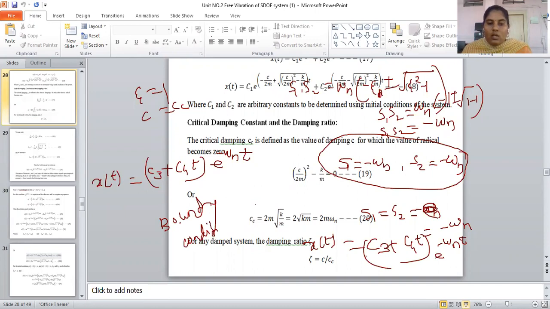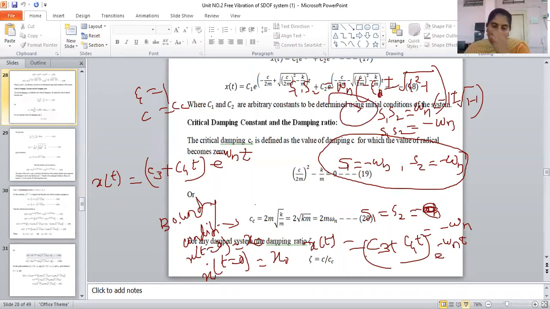So what are the boundary conditions? One is X at time t equal to 0, that is equal to X naught, and X dot at time t equal to 0, that is equal to X naught dot. So by putting these boundary conditions, I will get the values of C4 and C3, and by putting these values in this equation number 37, I will get the equation of motion for this second case.